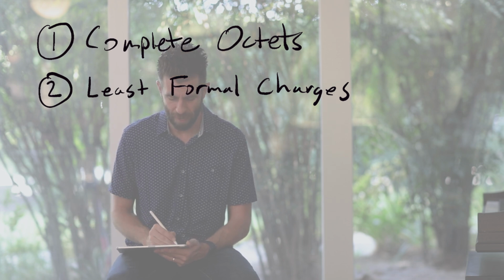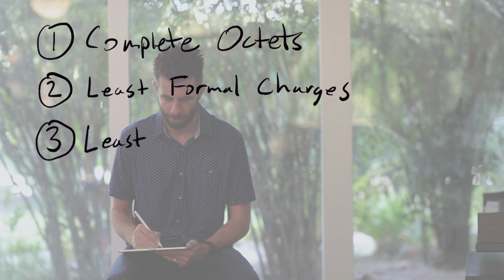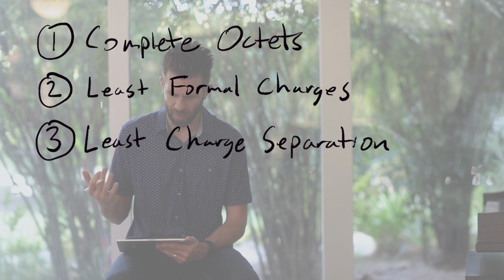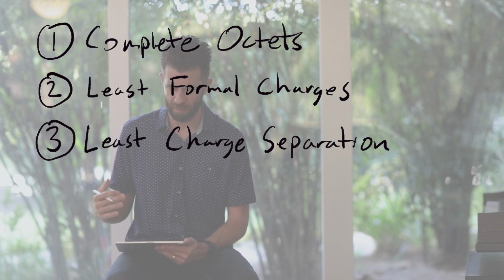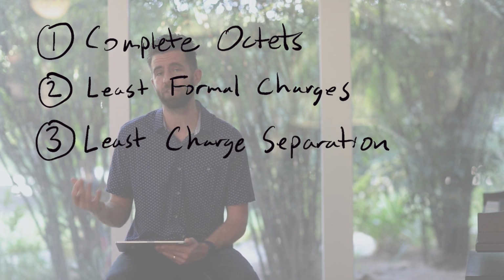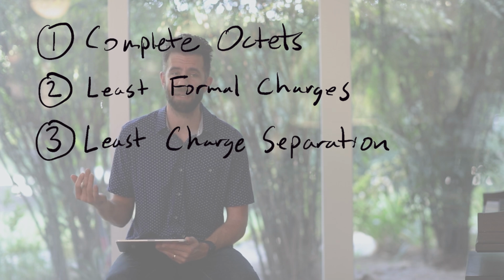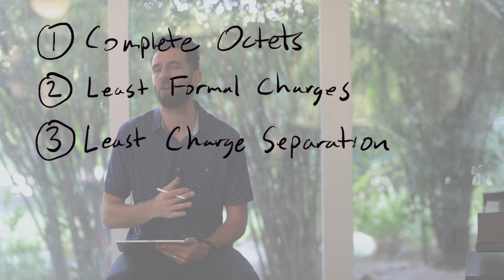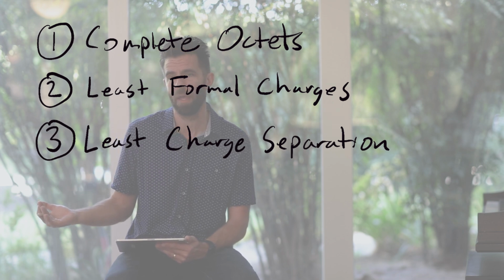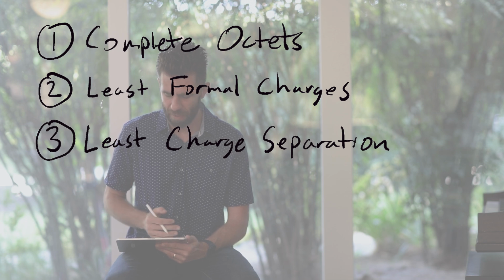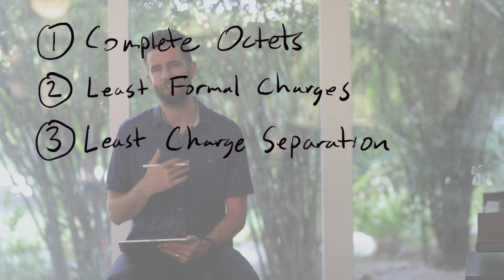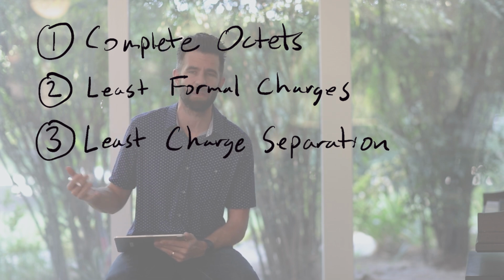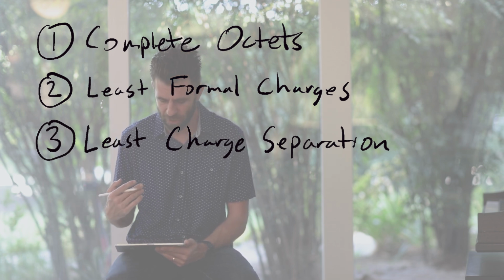Now number 3, the least charge separation. This ends up being important because whichever one has the least charge separation ends up being the most stable after these others. That just means the formal charges: how far apart are they on the molecule? If they're very near to each other, they end up being the most stable, because we can easily get rid of them with resonance and some other factors like that. So, least charge separation.